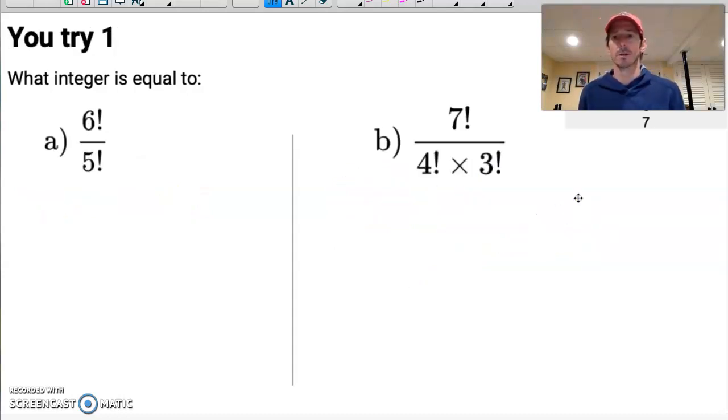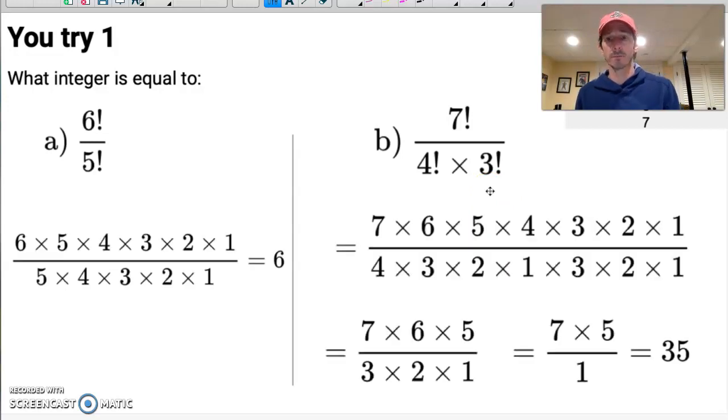Which leads us to time for you to try both of these. And don't worry about this, because 4 factorial is still 4 times 3 times 2 times 1, and then you're just going to also multiply that by 3 factorial, which is 3 times 2 times 1. So take a pause, try both of these, and see what you get. Pause over. These are what you should have gotten.